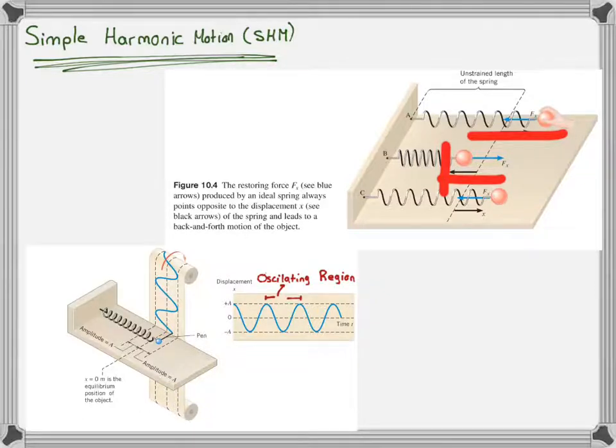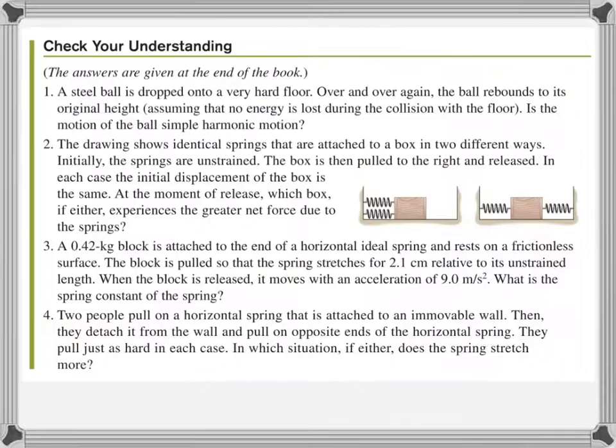The oscillating region can be measured as the wavelength of the wave created there, or you can just measure how far from before and how far over. It's the oscillation region. So let's now look at some of those check your understanding questions and go over some of the concepts. Take some time, read them, and then we will discuss.